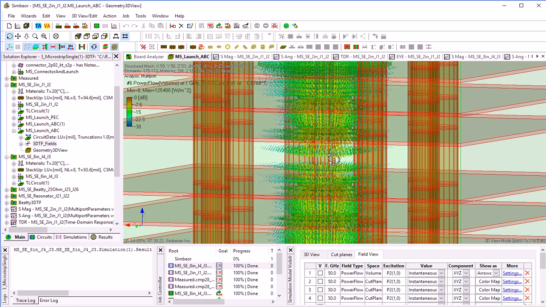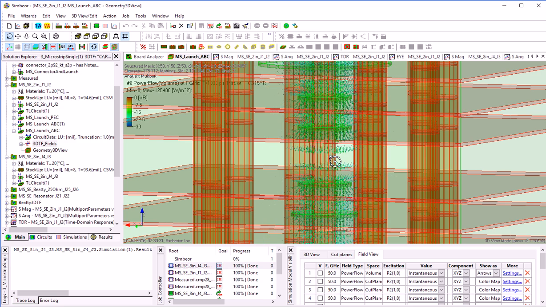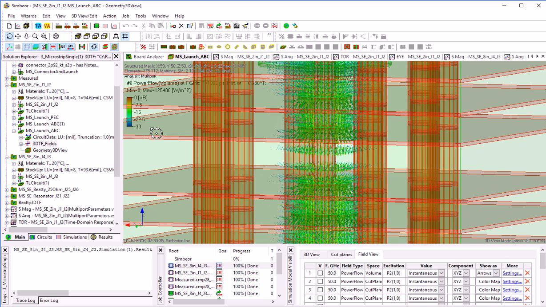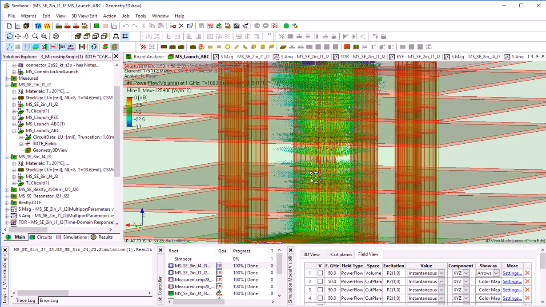First, let's start with the fun part. Observe power flow, surface currents and electromagnetic fields in the launch. Here we are looking at the power flow, or pointing vector, on logarithmic scale, pre-computed and animated for harmonic field at 1 GHz.